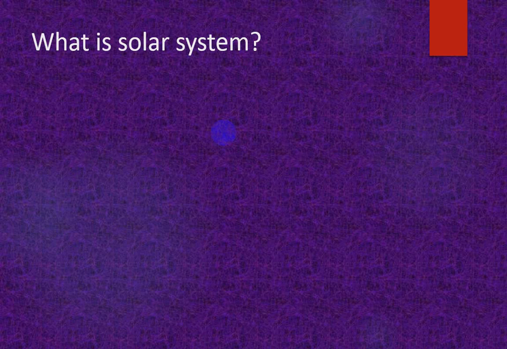What is the solar system? We know the sun. The sun is a star. Around the sun there are 8 planets, comets, and everything else around the sun. Due to the gravitation of the sun, the forces of the sun, the 8 planets and others are bound to the sun. All of this is called the solar system. In the solar system, its main member is the sun.